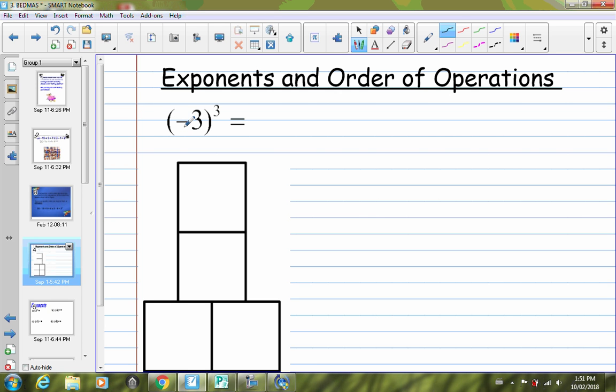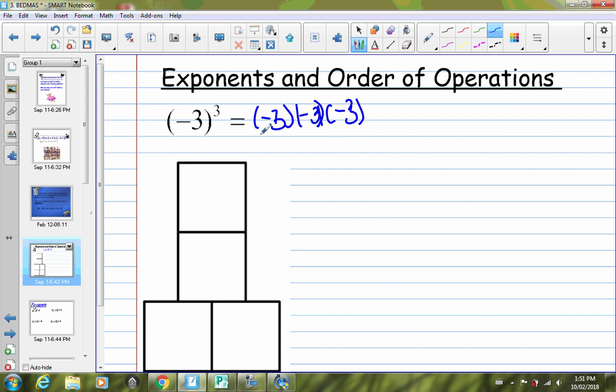So your first exponent example looks like this. Negative 3 to the exponent 3. Okay, now the fun part about exponents is some of you may remember that you can write this out in expanded form. So this would be saying negative 3 times negative 3 times negative 3. Okay, right away we should know that because there's an odd amount of negative integers, our answer is going to be negative. So that's something that you should know.